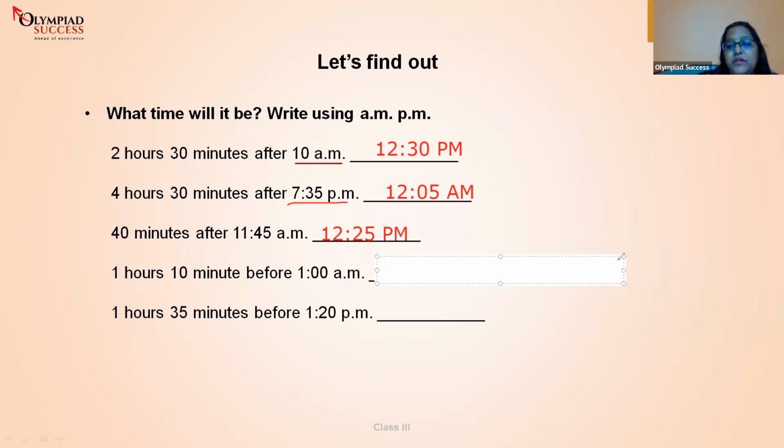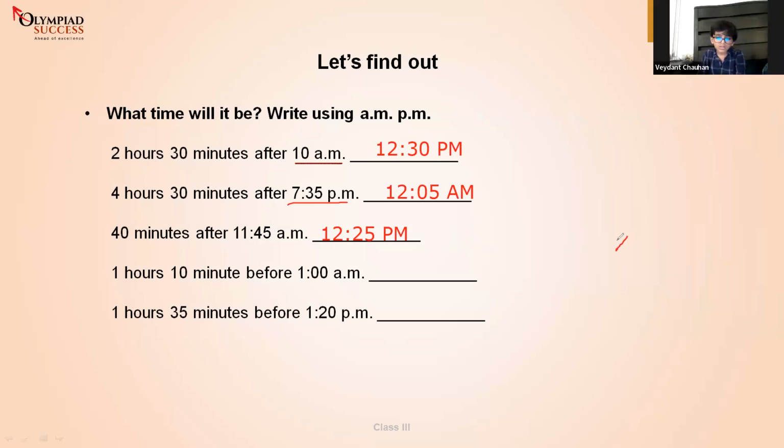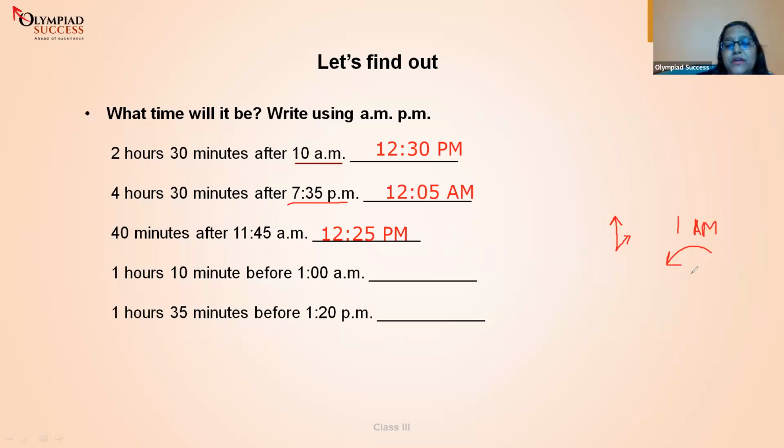If it is 1 a.m. over here, and you need to go back 1 hour, what will be the time? Just go in the anti-clockwise direction. If you go back 1 hour, what will be the time? It will be 12 midnight, right?